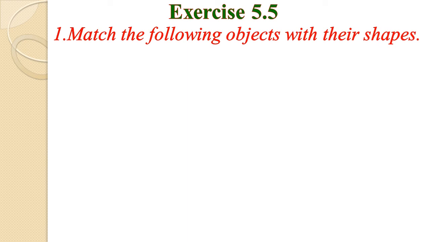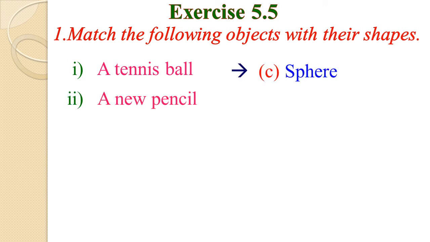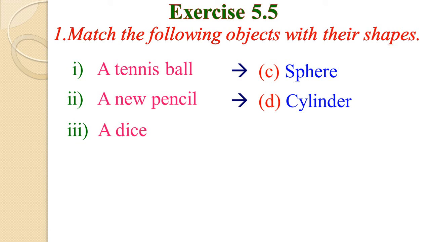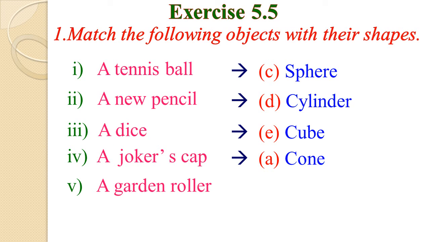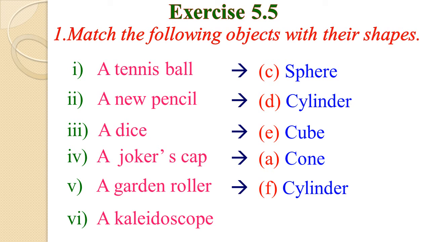So now coming to exercise problems. Exercise 5.5. First one, match the following objects with their shapes. First one, a tennis ball. A tennis ball has sphere shape. A new pencil has cylinder shape. A dice has cube shape. A joker's cap has a cone shape. A golden roller has cylinder shape. A kaleidoscope has prism shape.